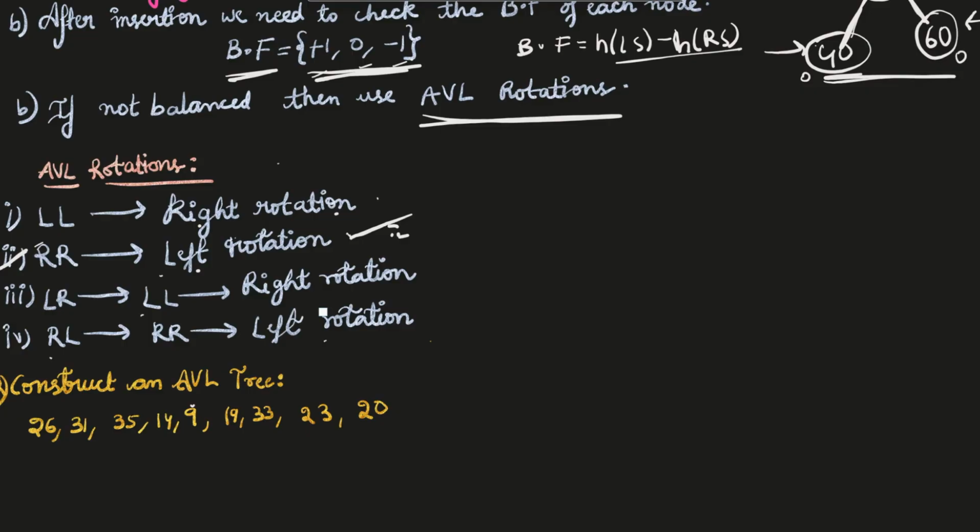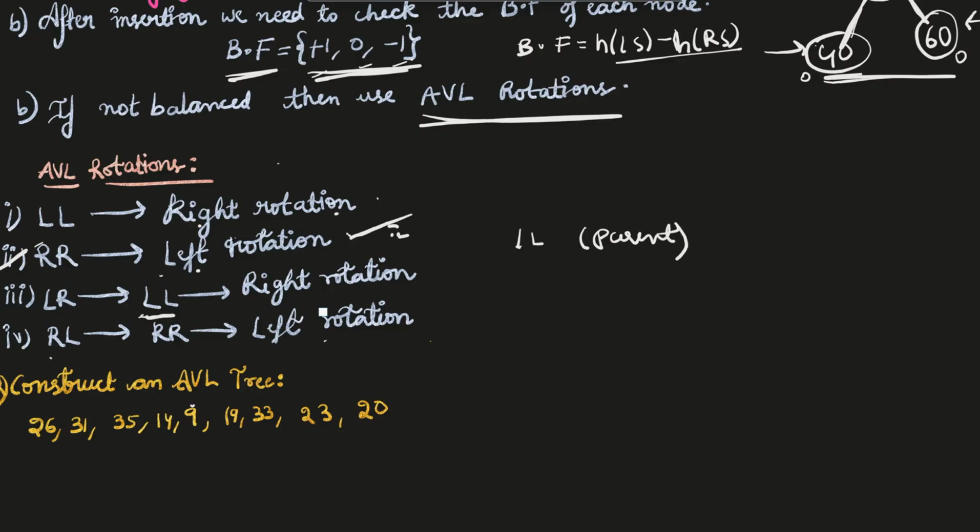If it is LR rotation, then we directly can't solve it. So we first convert it into LL, and then we know how to solve LL. We need to do right rotation. Now where do we do this? We do it at the parent.